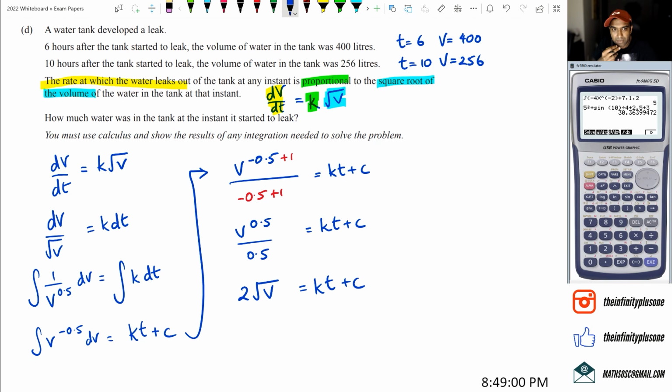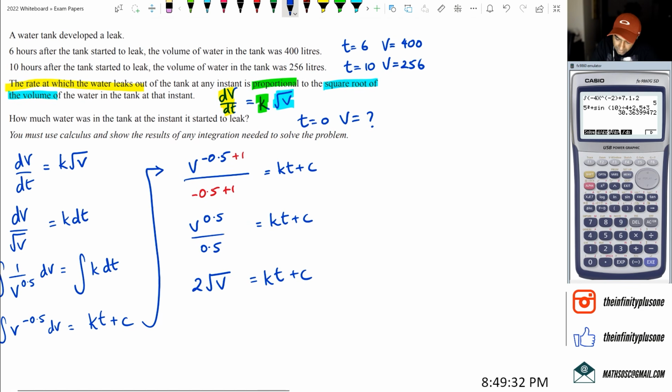With that in mind, I forgot one important part. The fifth bullet point says how much water was in the tank at the start, when it started to leak. So we're looking for when t is equal to 0, what was the volume there. What we've got here is a set of simultaneous equations, and a good little trick for you guys is that when you have two bits of information like this, you know you're going to be working with simultaneous equations.